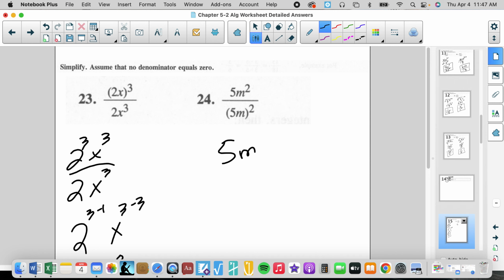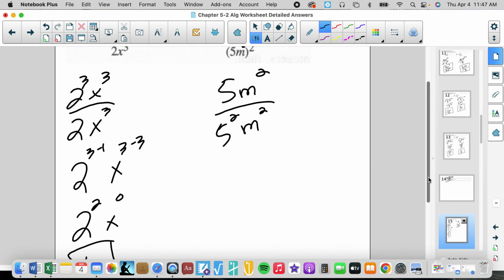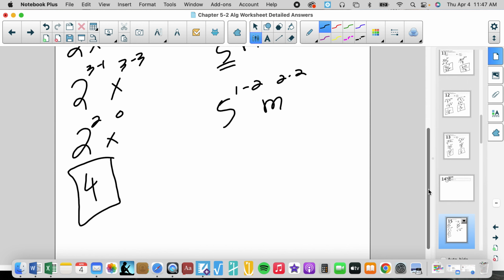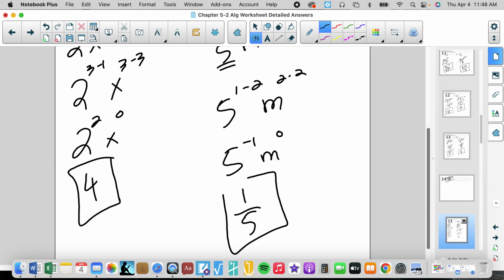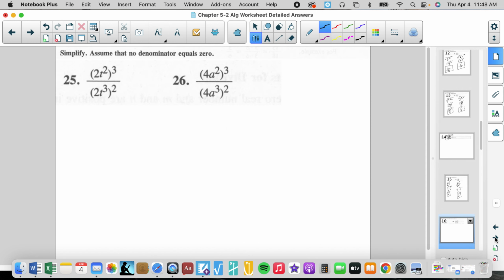So this is 5m squared over 5 squared m squared. We're distributing the square to each of the terms. Now we again have like bases. This is 5 to the first, 5 to the second, like bases. So that's 5 to the 1 minus 2, m to the 2 minus 2. 5 to the 1 minus 2 becomes 5 to the negative 1, m to the 0. 5 to the negative 1 is 1 over 5. 5 goes in the denominator. Change the sign of the exponent. We change the location.